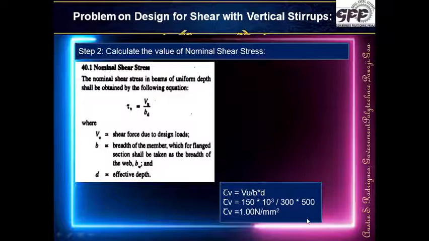Having got the value of tau V, the nominal shear stress, as 1 Newton per mm square, that is the shear stress which is coming on the beam due to the external acting load. Let us proceed to step number 3.